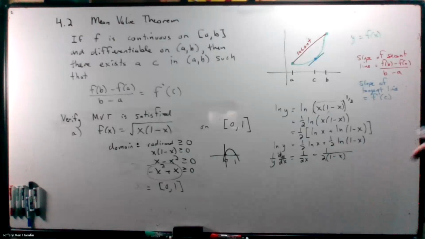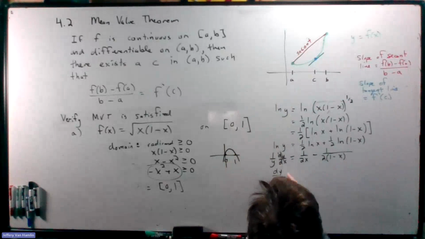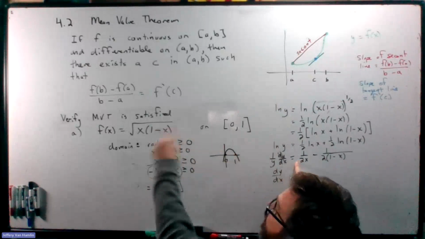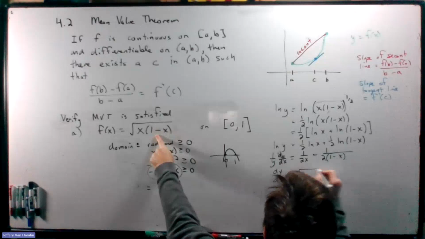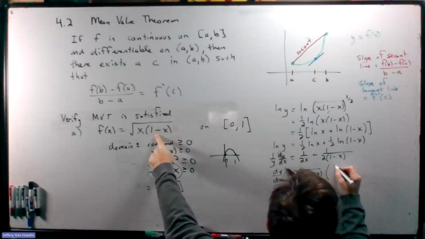Now I multiply by y. So dy dx is going to be, send the y to the other side. Remember, y is this thing. So this is going to be y times this.